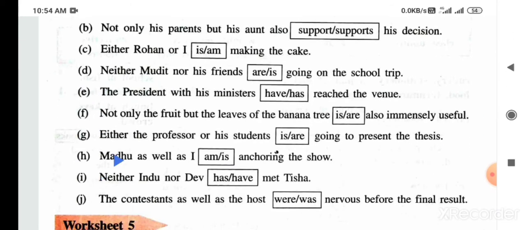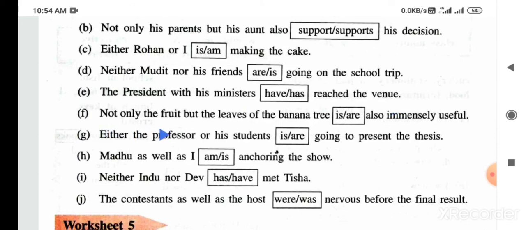The president with his minister. Now यहाँ पे the president first noun is important here. So the president के अनुसार has लगेगा. The president with his minister, with का यूज़ हुआ है. अगर आप रूल पढ़ेंगे तो जो फर्स्ट नाउन है द प्रेसिडेंट इसके अनुसार वर्ब हम यूज़ करेंगे. The president with his ministers has reached the venue.